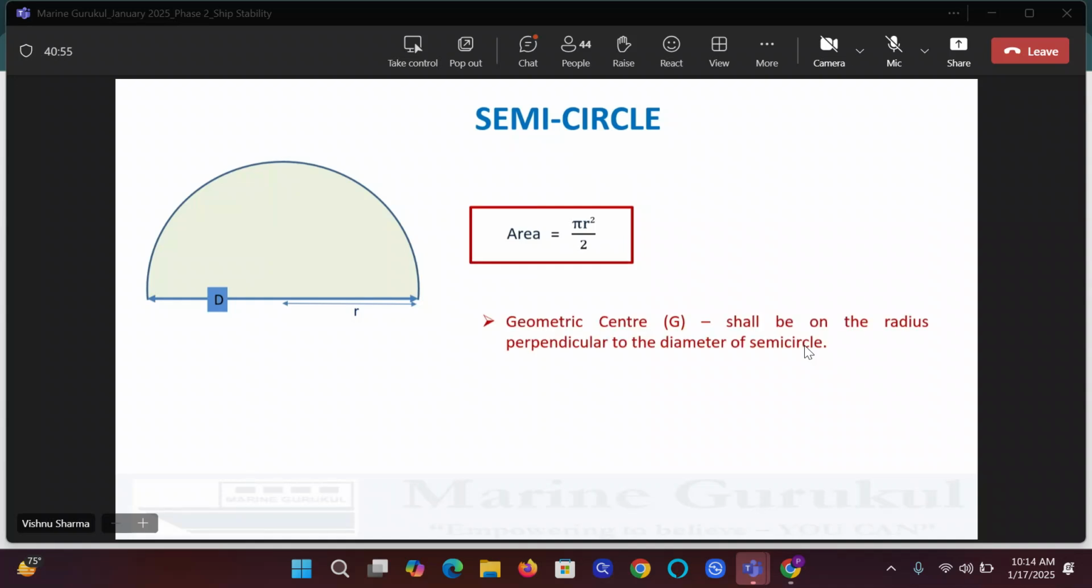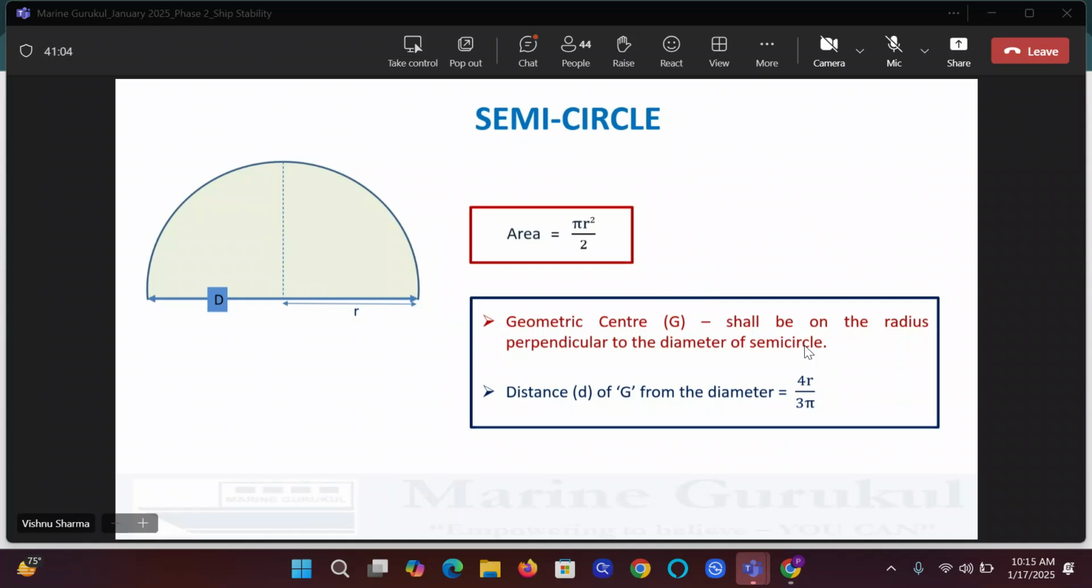The geometric center shall be on the radius perpendicular to the diameter. Why? Because you see, it will be on this line. Why? Because it divides the area into symmetrical areas about it. So the geometric center will be on that line. What is the distance of the geometric center from the diameter? It's 4r by 3 pi.